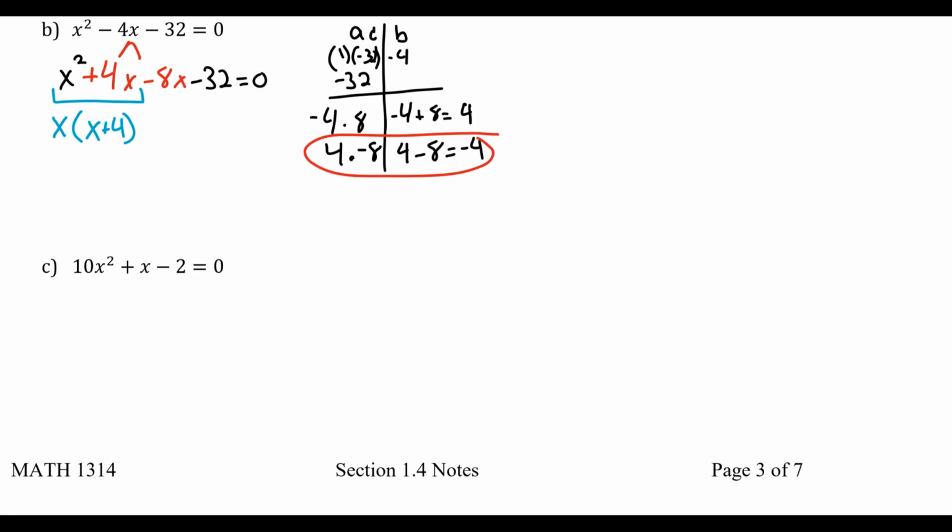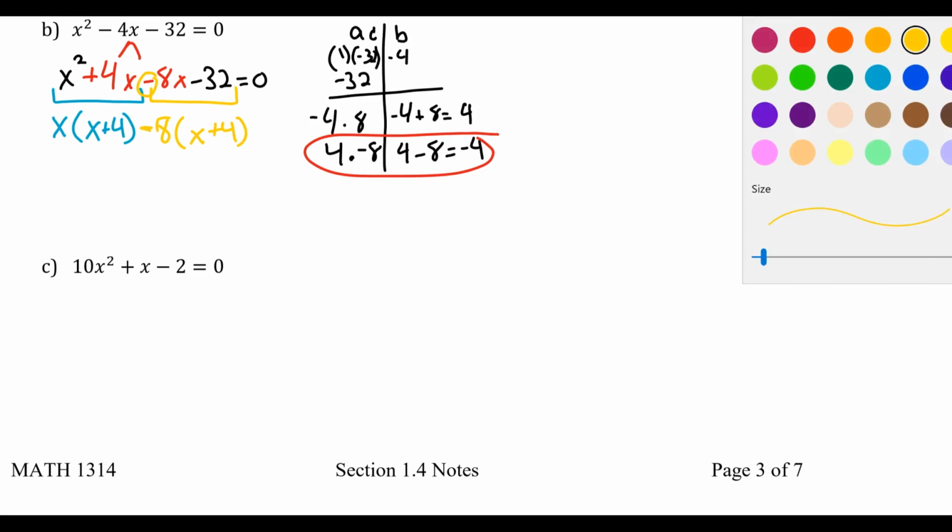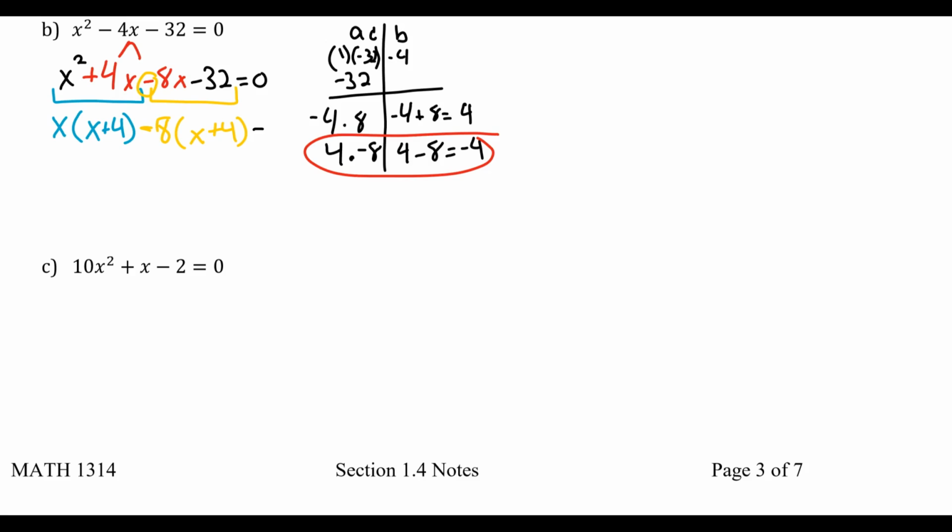I'm going to look at the second set of terms. Notice I have a minus, so I've got to take out that negative. Between 8x and 32, I can take out an 8, leaving me with an x plus 4, because remember I took out that negative. That's all still equal to 0.